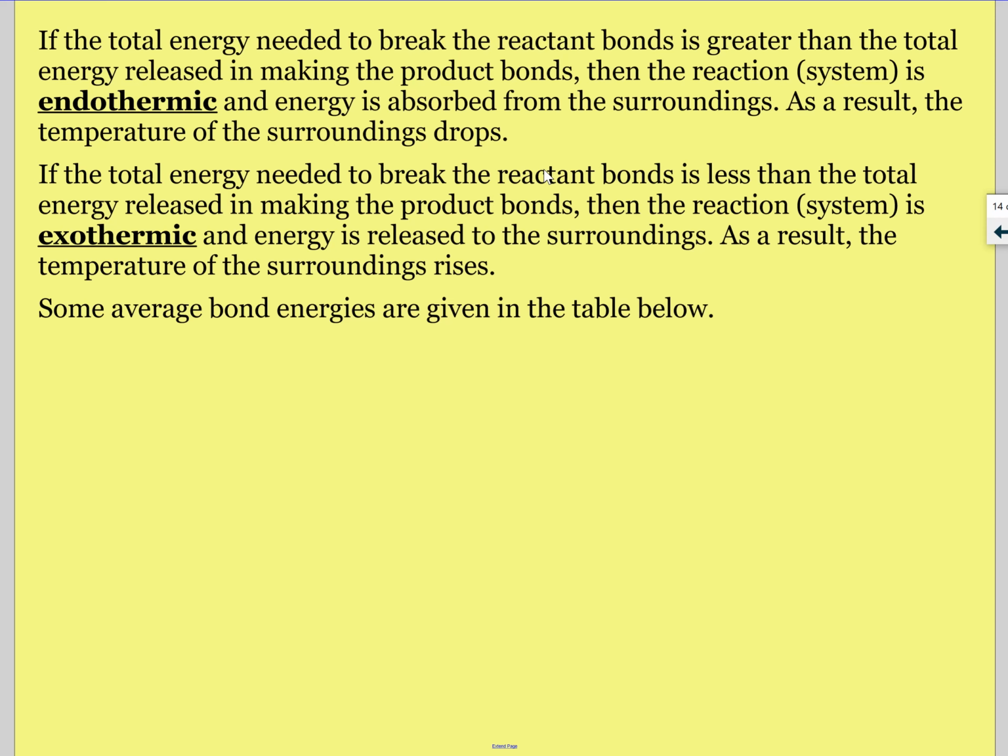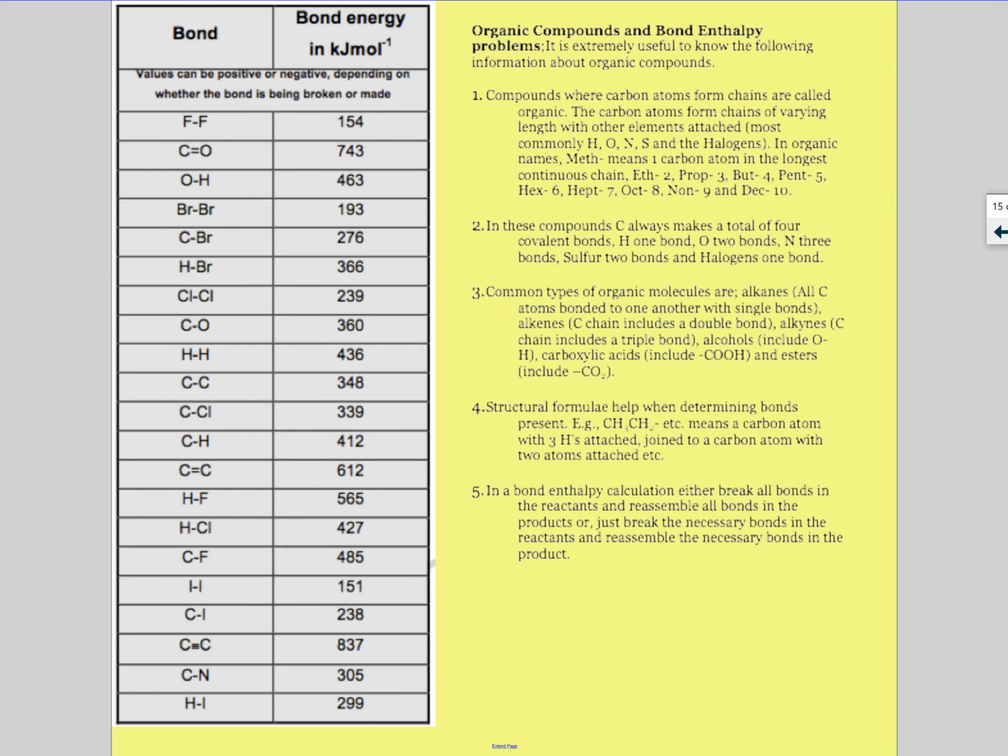Some average bond energies are given in the table below, which is really on the next page. These work in general, but this is not always perfect. It depends on the arrangement of the atoms and so on. The F-F bond is always going to be 156 because that's the only way you can have it. But the C-O bond will depend on what's bonded to that carbon. So this is only an approximation.